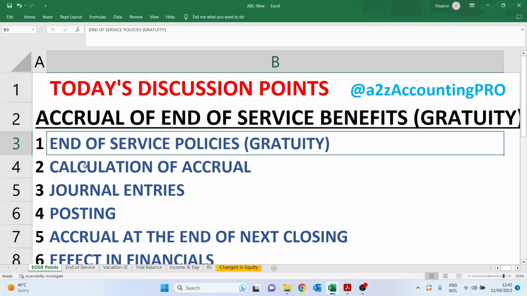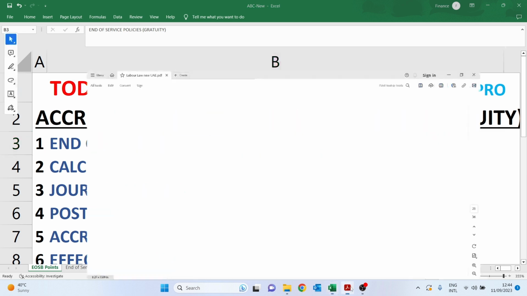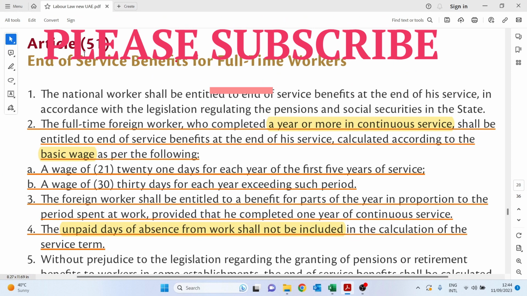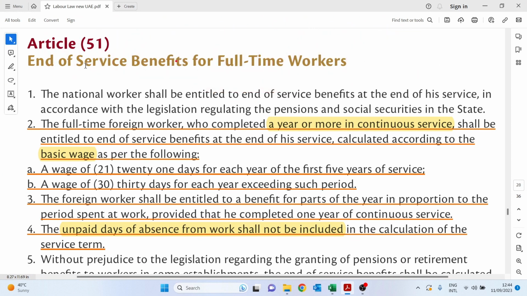So in UAE, not only in UAE, in all countries, there are specific provisions, specific laws by the government for the gratuity or end of service. End of service and gratuity are the same. So let us check the UAE law regarding this. Article 51 of the UAE labor law explains the end of service benefit for the full-time workers.